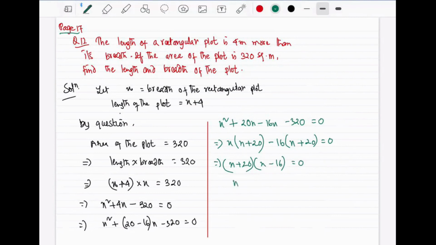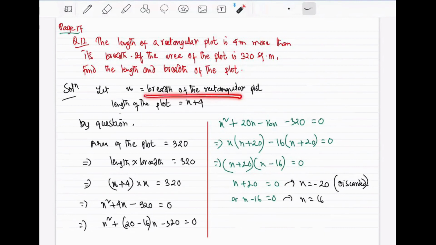Now put the value separately. x plus 20 is equal to 0 or x minus 16 is equal to 0. From here, x is negative 20. Again, we have said that it represents the length or the breadth, so x cannot be a negative value. So we will say this is discarded. From the second one, we get x is equal to 16. What do we take x as? x is the breadth, right? What is the length? Length is x plus 4.